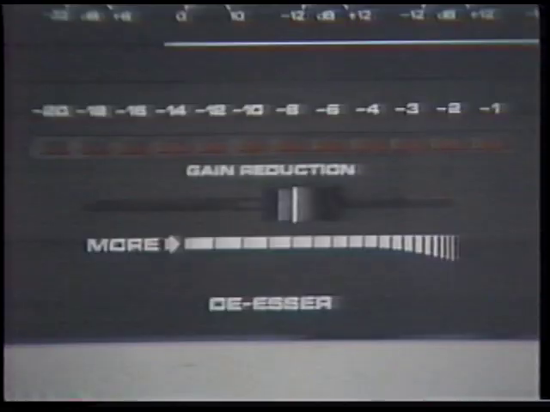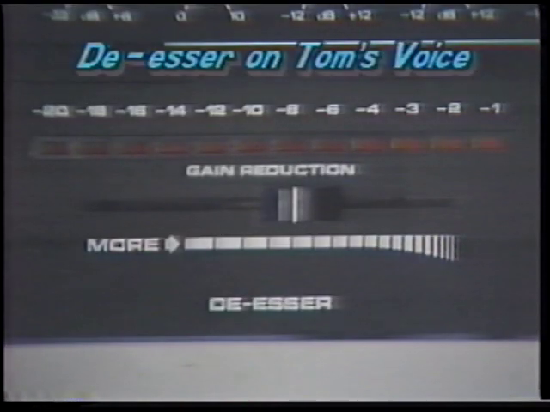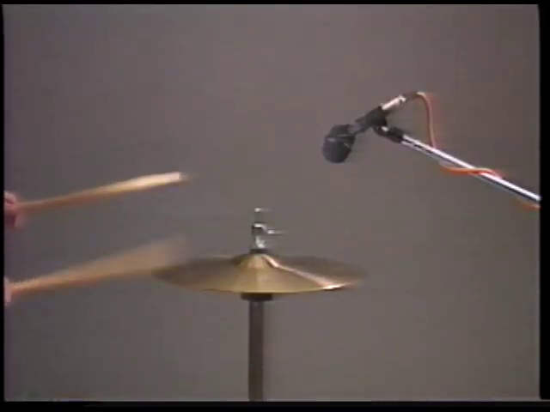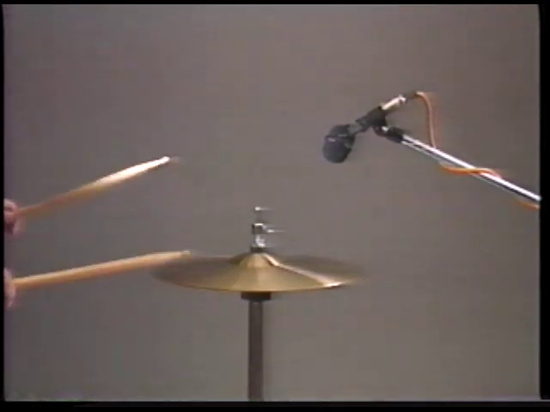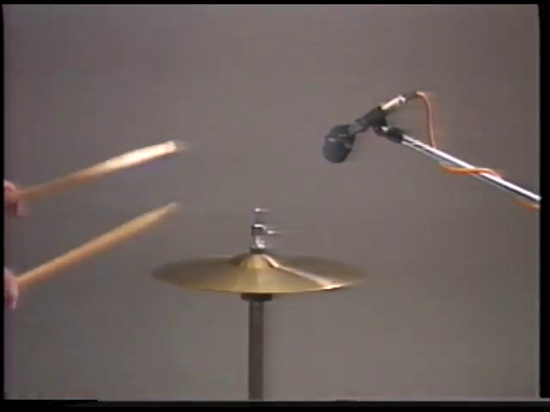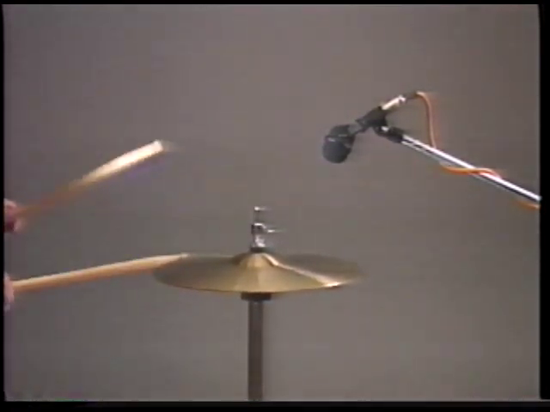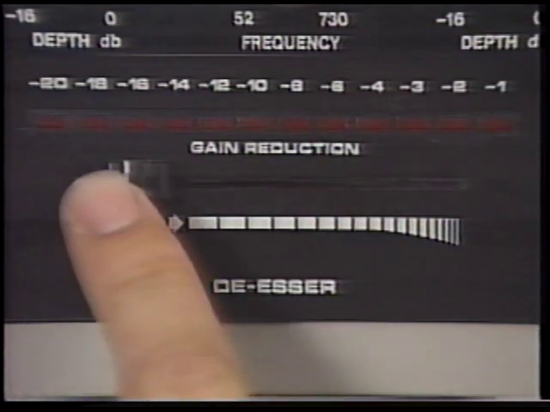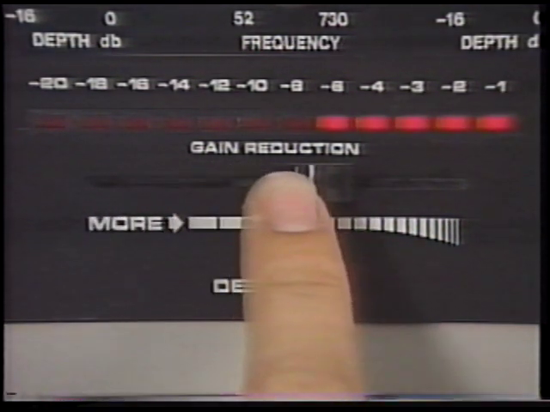De-essers, or sibilance controllers, are one example of a frequency-dependent compressor. They're used to control juicy vocalists with percussive S's and T's and P's. Compression occurs during these high-frequency peaks, and when lower frequency peaks occur, they are ignored. I've also found de-essers useful for smoothing out a harsh hi-hat or cymbal sound. This is particularly true with sampled hi-hat sounds found in drum machines.